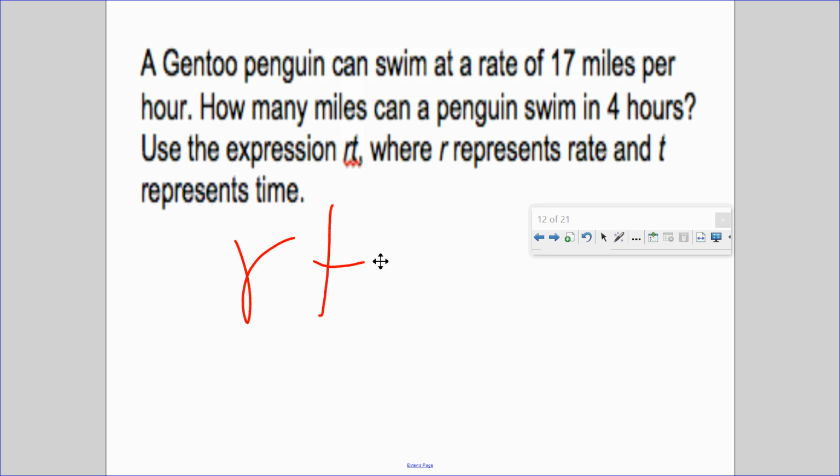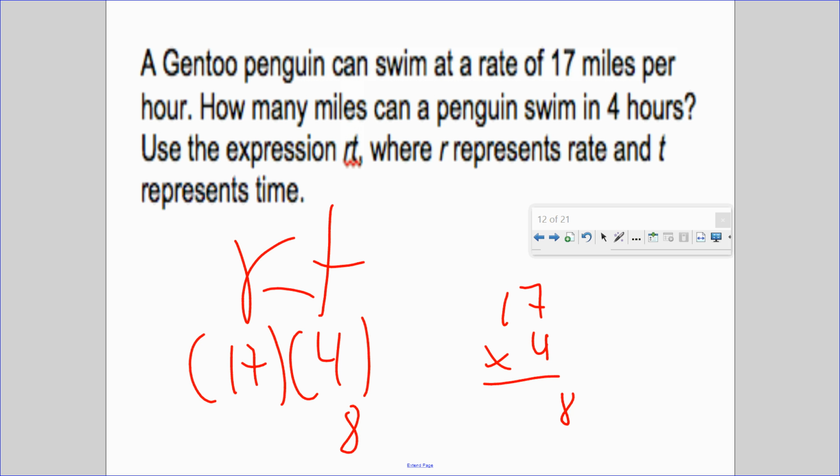Use the expression RT, where R represents the rate and T represents the time. The rate is 17. The time is 4. Some kids will mistakenly say, oh, it's 174. No. You multiply the 17 groups of 4, or 17 times 4, and that would be 68 miles. Also, it travels 17 miles every hour. If it does it for 4 hours, 17 plus 17 plus 17 plus 17 is 68.